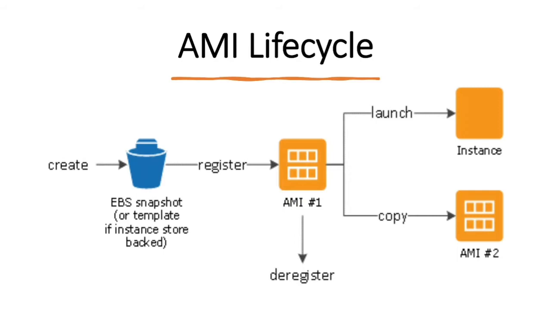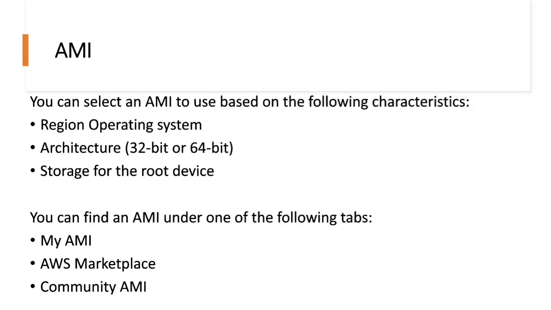So that was about the life cycle of AMI. I am just doing the theoretical portion in a very hurry because I want to focus on the hands-on more. So you can select an AMI based upon the following characteristics: upon the region, upon the architecture, and of course about the root device, that is EBS and your instance store backed, right?